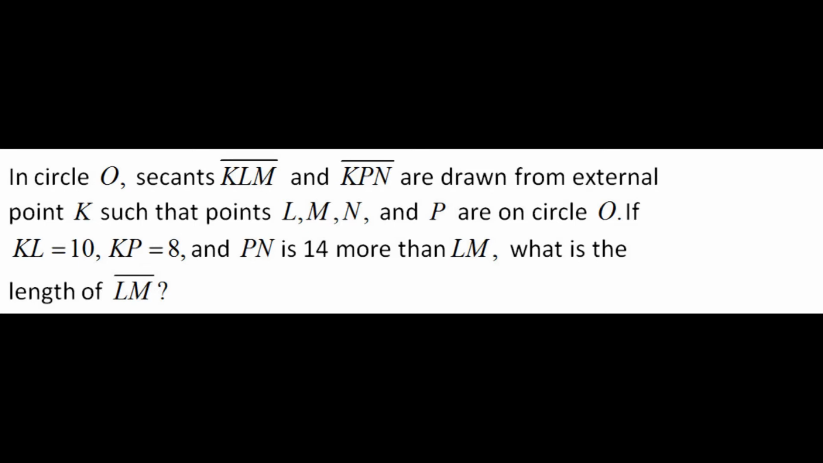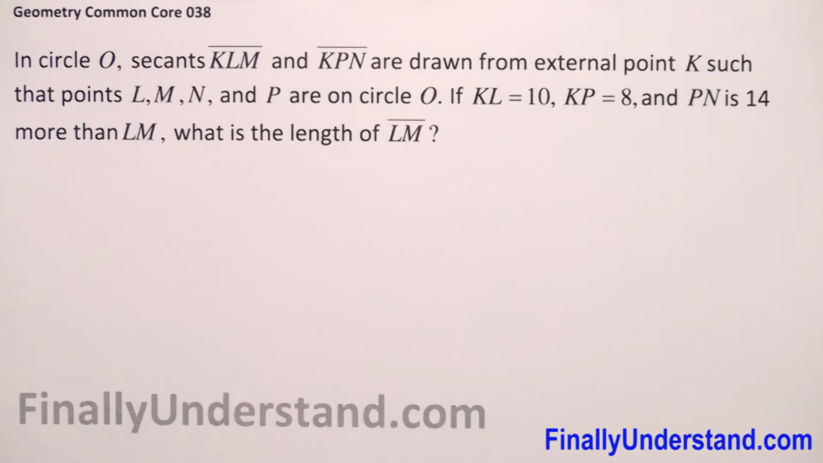In circle O, secants KLM and KPN are drawn from external point K, such that points L, M, N, and P are on circle O. If KL is 10, KP is 8, and PN is 14 more than LM, what is the length of segment LM? So first we will draw the circle.